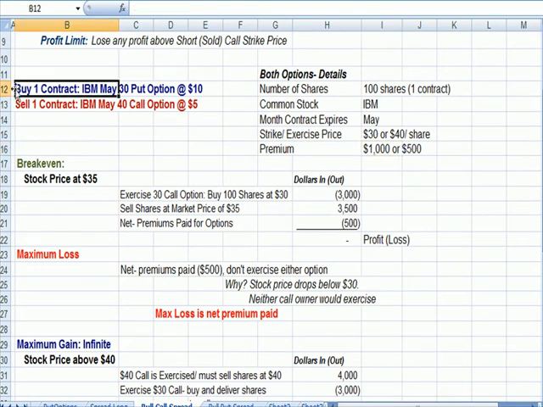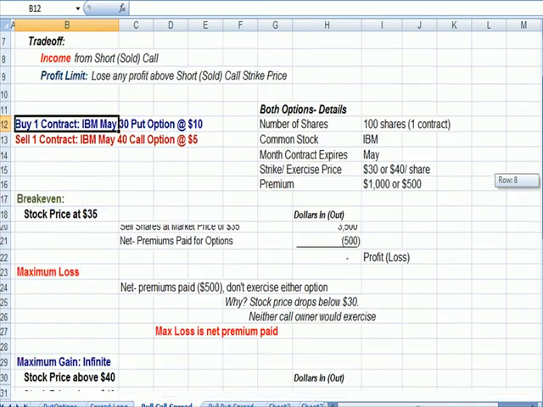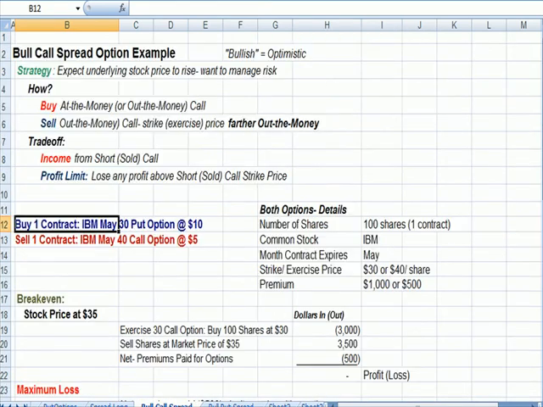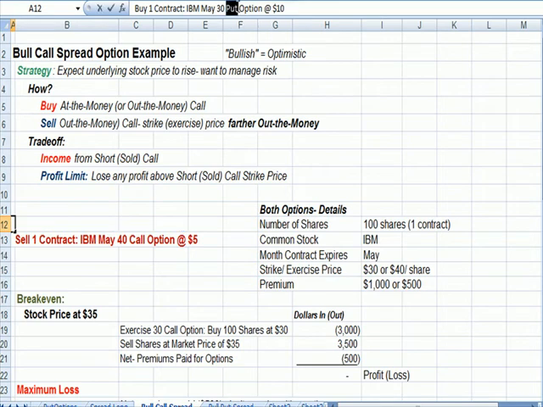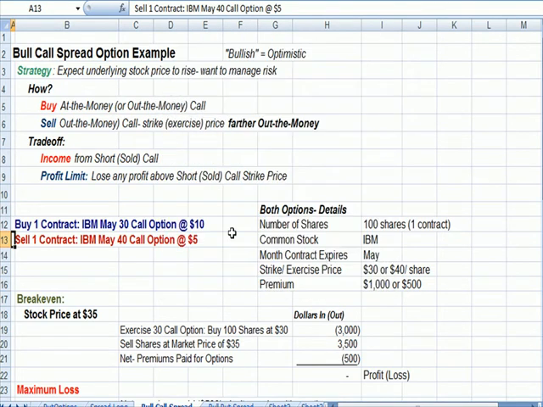We're going to buy an IBM 30 put option. I'm going to change that to call. I've got a typo. We're going to buy the 30 call option at 10. The right to buy the stock at 30 is worth 10 or $1,000.